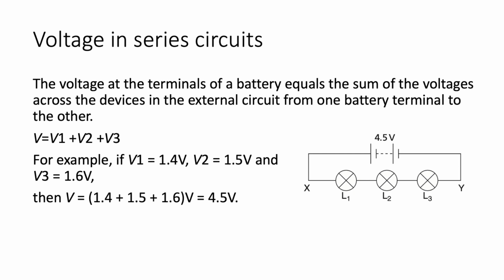For example, if V1 is equal to 1.4 volt, V2 is equal to 1.5 volt and V3 1.6 volt, then V equal to 1.4 plus 1.5 plus 1.6 volt equal to 4.5 volt.